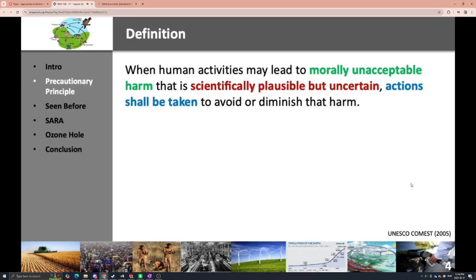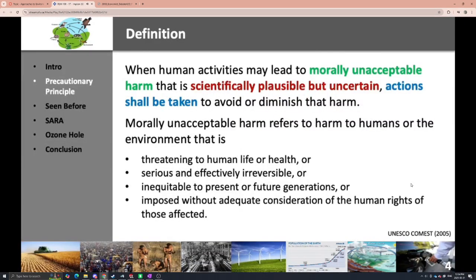The first and most important point is that human activity may lead to morally unacceptable harm. Later in the document, it further specifies that this harm can be related to humans or the environment, and it defines what morally unacceptable actually means. It includes potential loss of human life or health, a degree of irreversibility in the effects, unfair impacts on present or future generations, which links to the definition of sustainability, and unacceptable impacts on human rights, which relates to justice and equity. The second key point is that the potential harm only needs to be scientifically plausible, not certain.